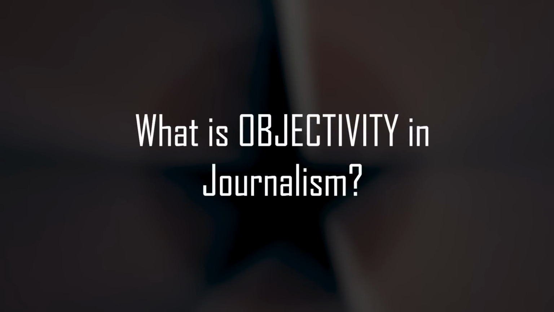So what is objectivity in journalism? Well, the concept first started floating around in the 19th century. There was a journalist named Walter Lippmann who had the idea of using scientific methods to do journalism.